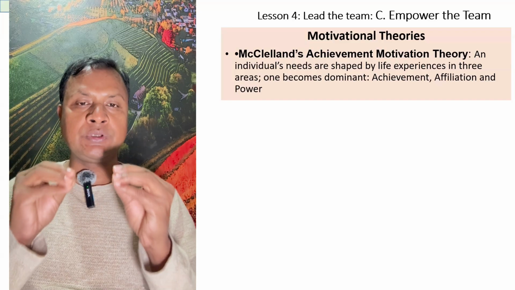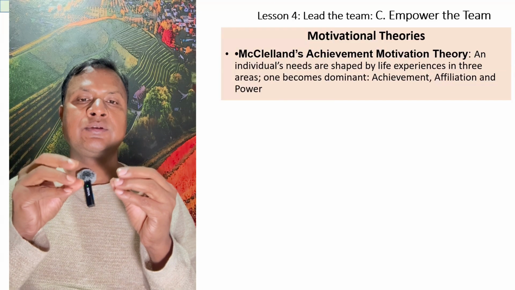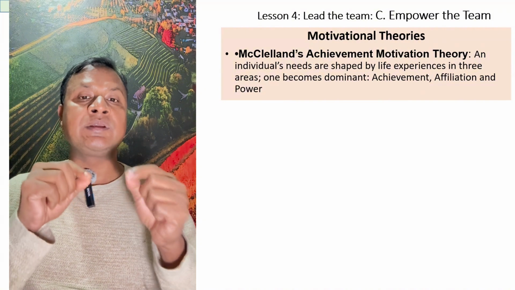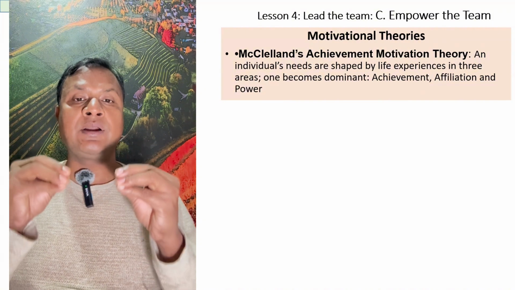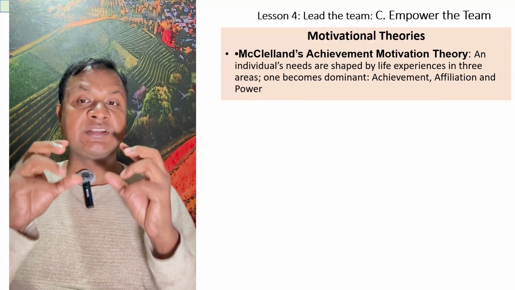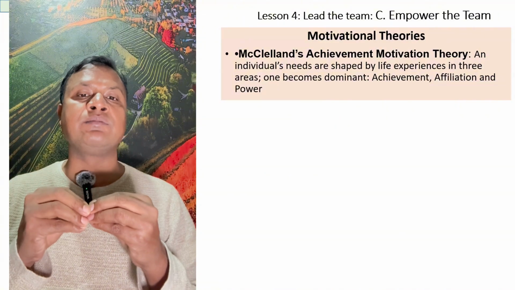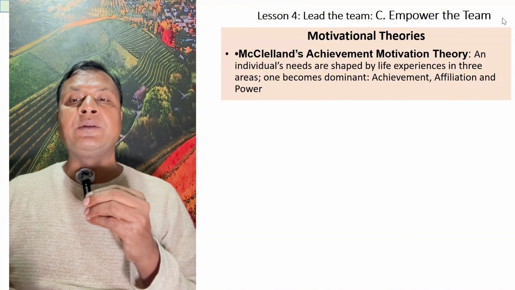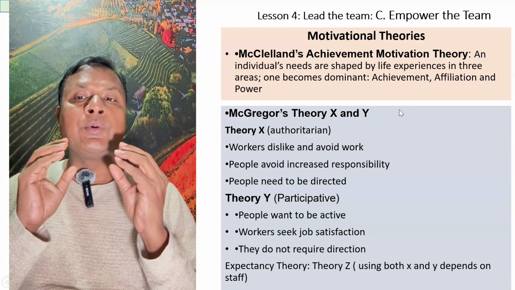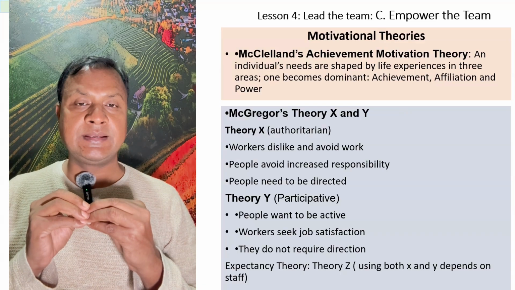So we have to use the achievement of the team members, affiliation of the team members, and power of the team members. So if we can use these 3, actually we can attract and motivate the team members. And we have the second theory, that is McGregor's theory X, Y, Z.